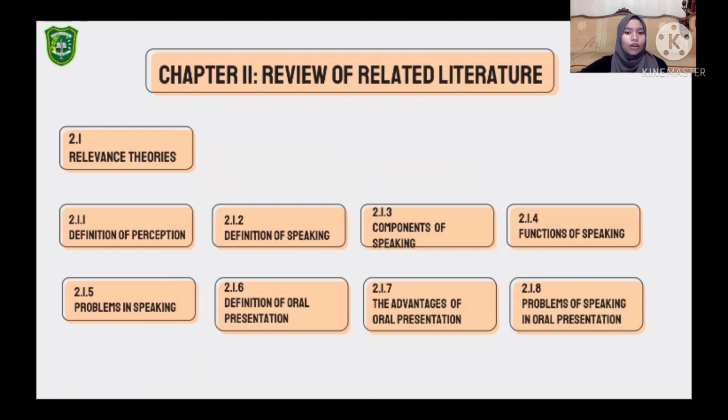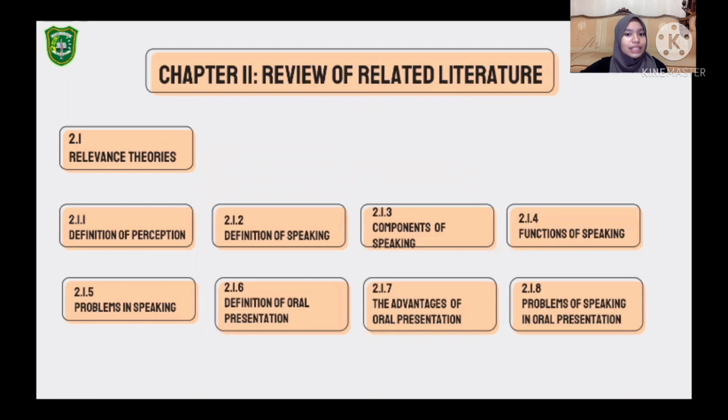Fifth, comprehension. Comprehension is the ability to see and control the context of speech to explain the meaning of word presentations. 2.1.4, the functions of speaking are told as interaction, second, as transaction, and last, a focus on monologue rather than dialogue.